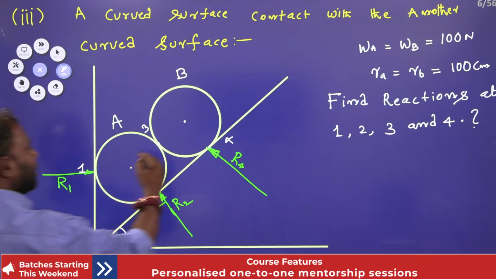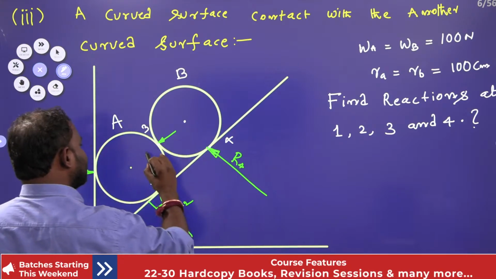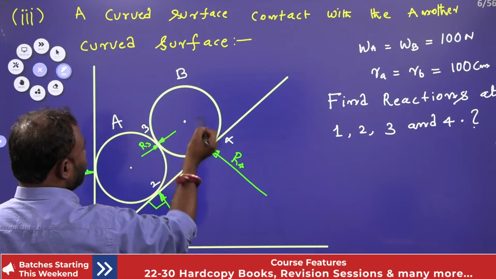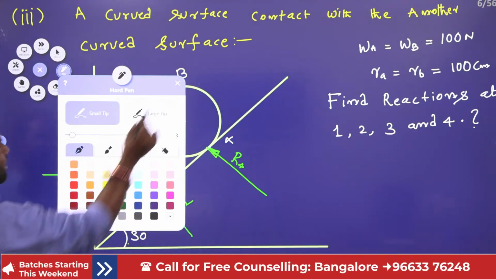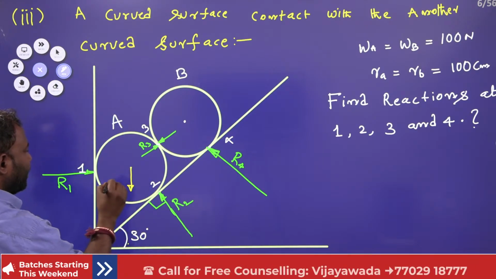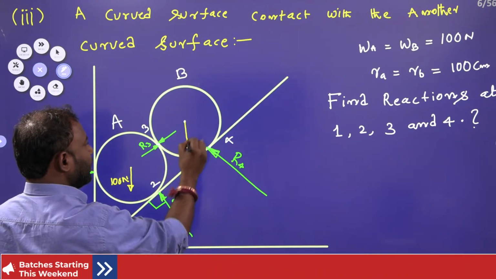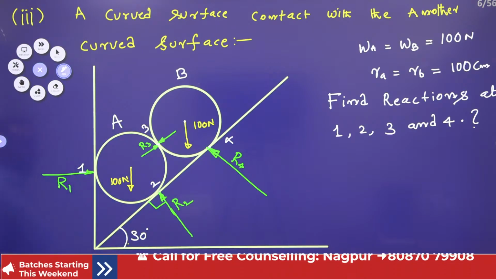Right. Now here R3 acts on this body like this and onto this body. Both are R3 only. Again, I just highlight that 100 Newton, and also, right. Now let us draw the free body diagram of this.